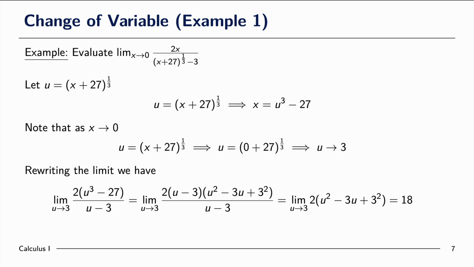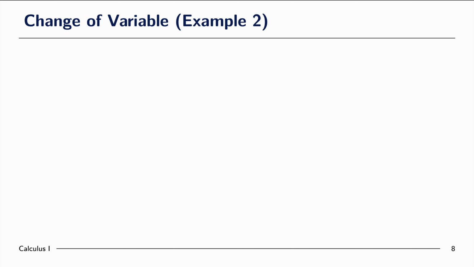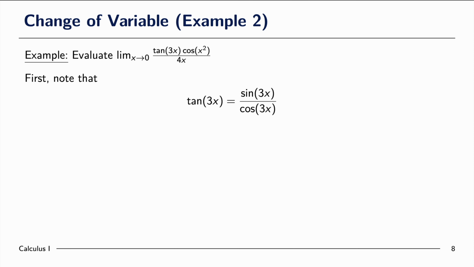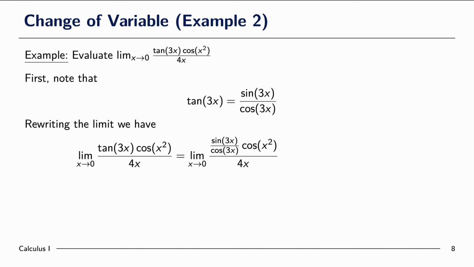This may seem a little bit tricky at first, so let's go over another example. Let's try to evaluate the limit of tan 3x times cos x squared divided by 4x as x approaches 0. First, notice that tan 3x is equal to sine 3x divided by cosine 3x. So we can rewrite the limit and substitute this new expression for tan 3x. Once we've done that, we can do a little bit of simplifying and move cos 3x into the denominator.